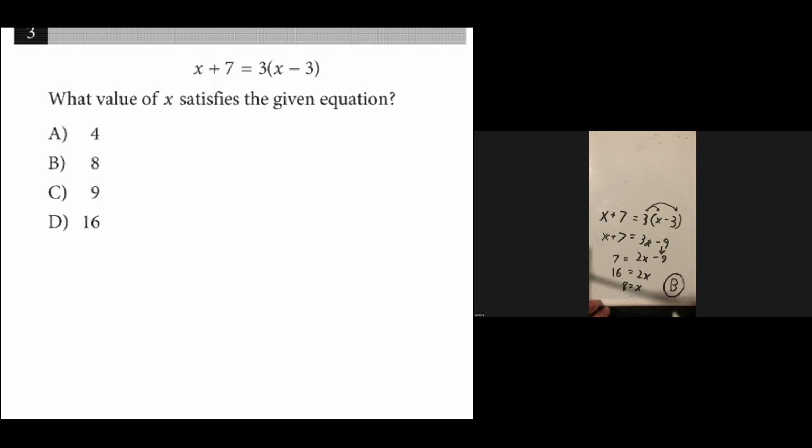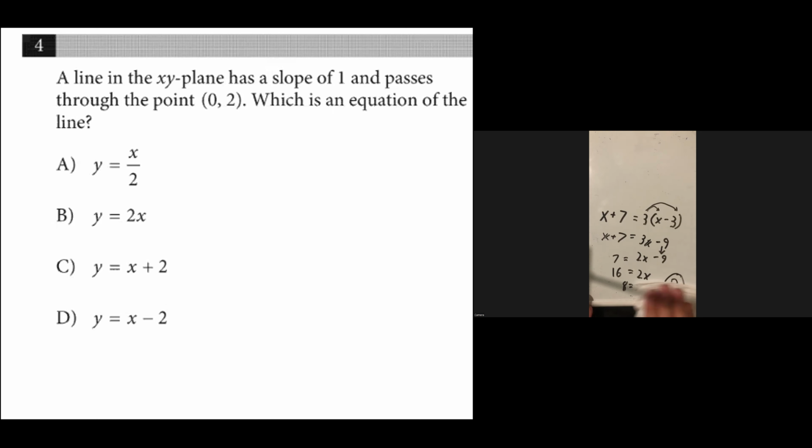Okay, question 4. This one's also pretty easy. If anyone has any questions, they can always raise their hand in between so that he can answer.